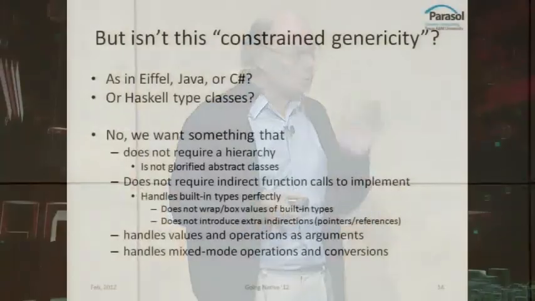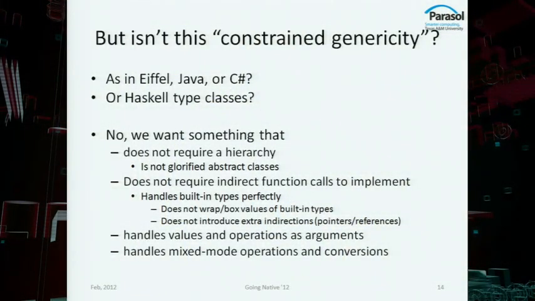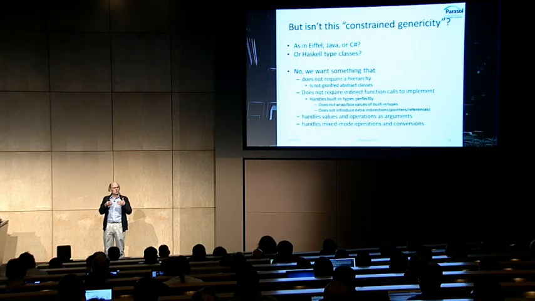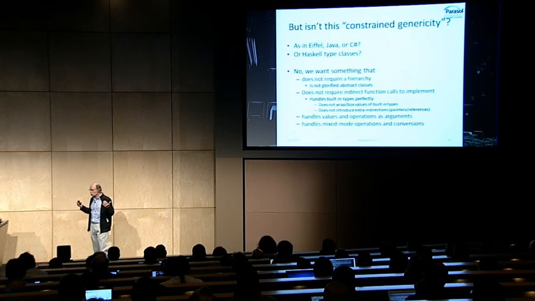We want to handle built-in types and user-defined types uniformly. We don't want wrapping to give overhead. We want to handle values and operations as arguments, and we want mixed mode operations. I mean, we don't want all operations to have to be of a single type. We really do want to be able to mix doubles and ints as we were used to. The C++ type system has to work with conversions and all the messiness that goes there.